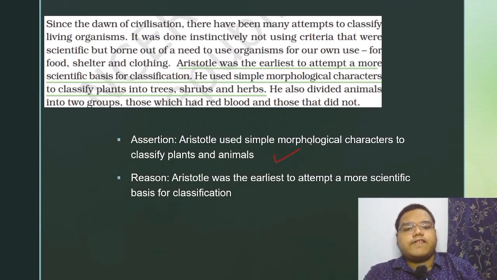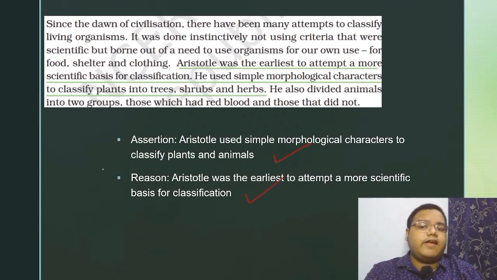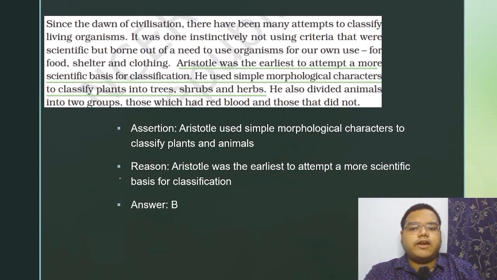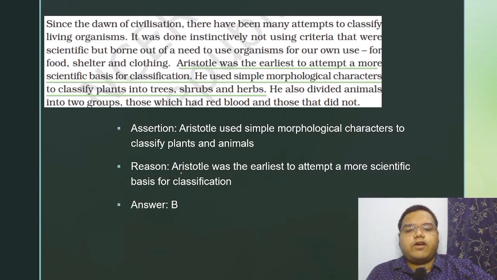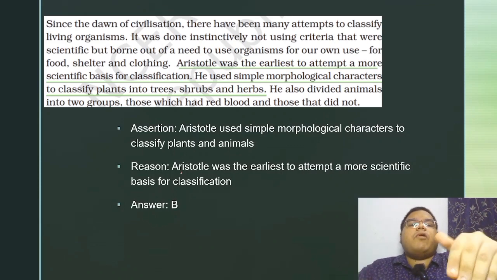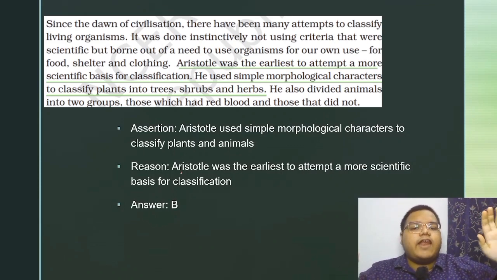So this is correct and this is correct. But is the reason the correct explanation of the assertion? No, it's not the correct explanation of the assertion, as Aristotle was the earliest to attempt a more scientific basis of classification because he used simple morphological characters to classify plants and animals.